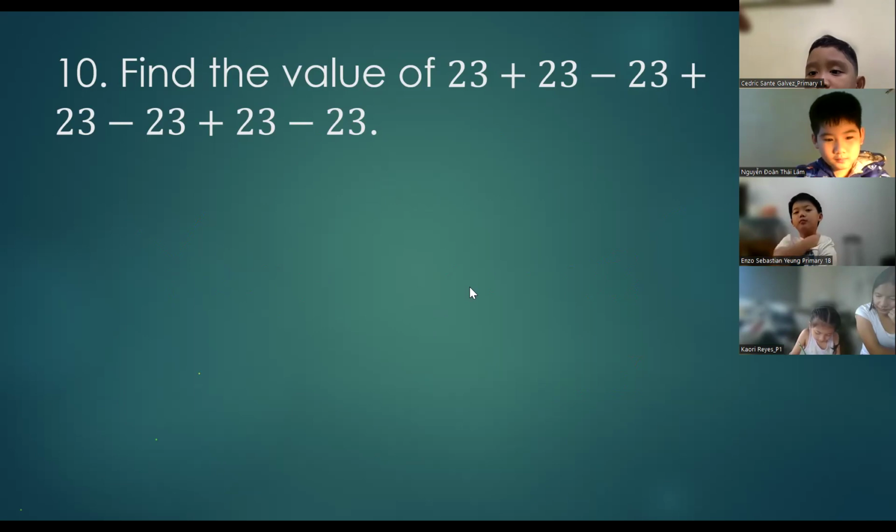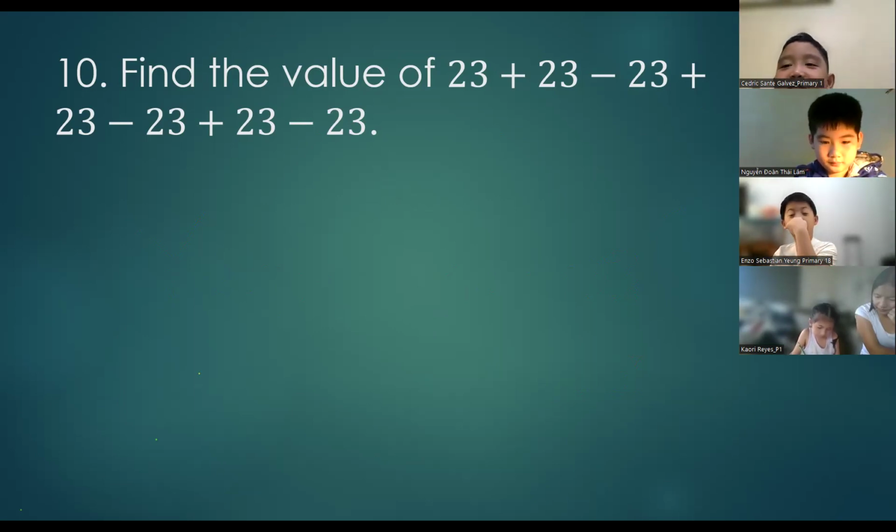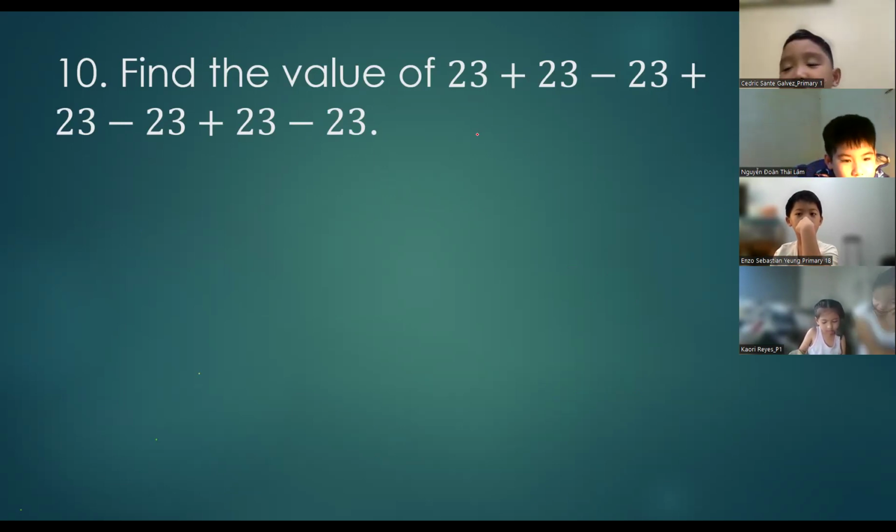Where is Cedric? Okay. 23. 23. Yeah, 23. How did you do this? By doing addition and subtraction, I'm repeating it all together. Yeah, so very good, Cedric.